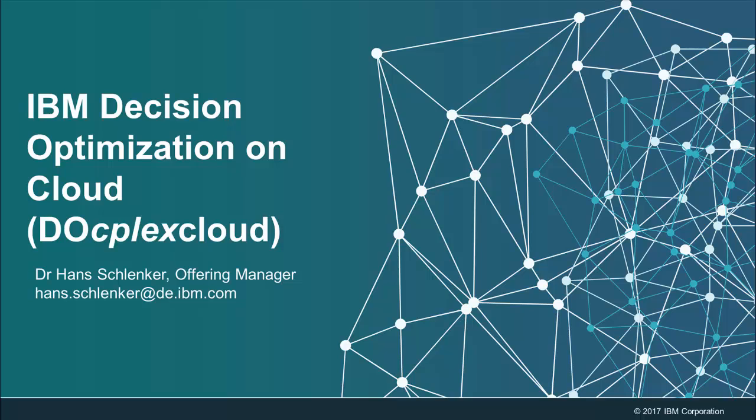Hello, my name is Hans Schlenker and I'm the Offering Manager for IBM Decision Optimization on Cloud. Being an Offering Manager means I'm working a lot with customers, business partners, IBM sales, developers, management, and I'm in charge of the future development of our products and their success in the market. In the following 30 minutes, I want to introduce you to IBM Decision Optimization on Cloud, or DOcplexcloud in short.